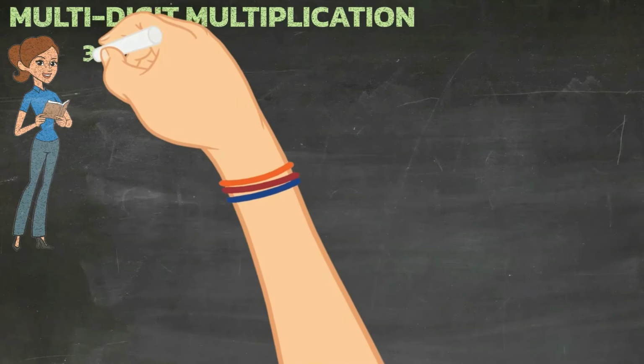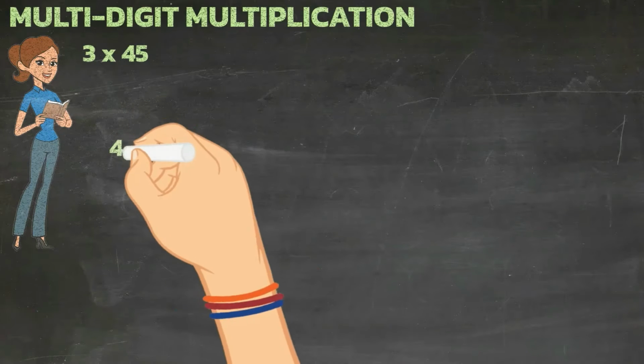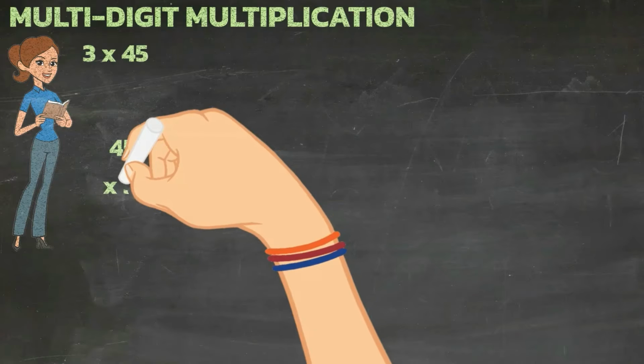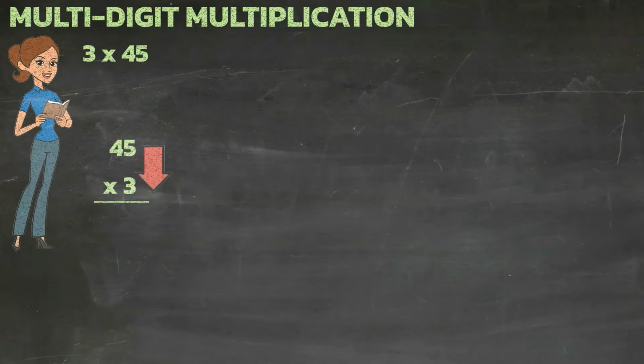Let us take 3 times 45 as the first example. Like what is done with multi-digit addition and subtraction, it is also best that expressions in multi-digit multiplication are written vertically, with the digits aligned according to their place values.